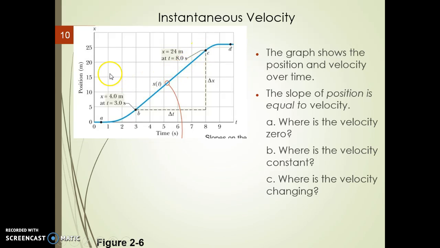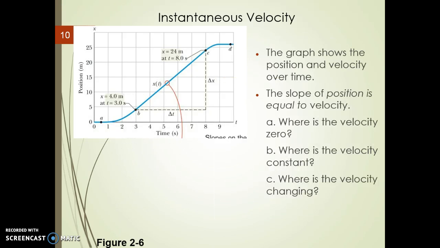And where is the velocity changing? Well, that's when you have a changing slope. All right, so here we have a changing slope from A to B, and here we have a changing slope from C to about D, maybe a little before, but we have those points, so that would be where it's changing. So what would a graph look like?